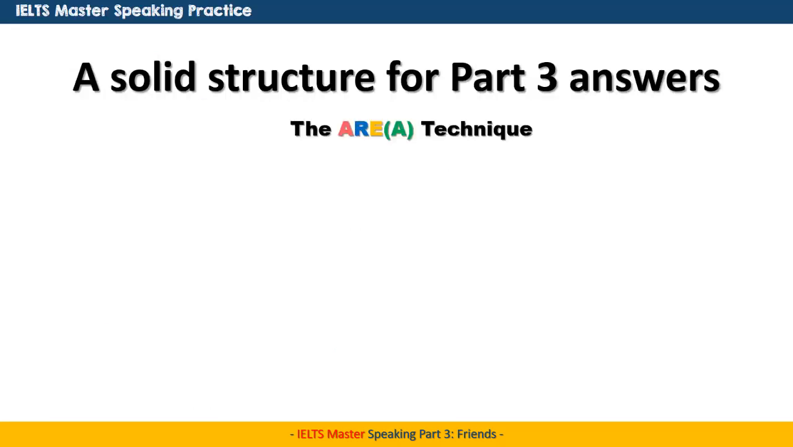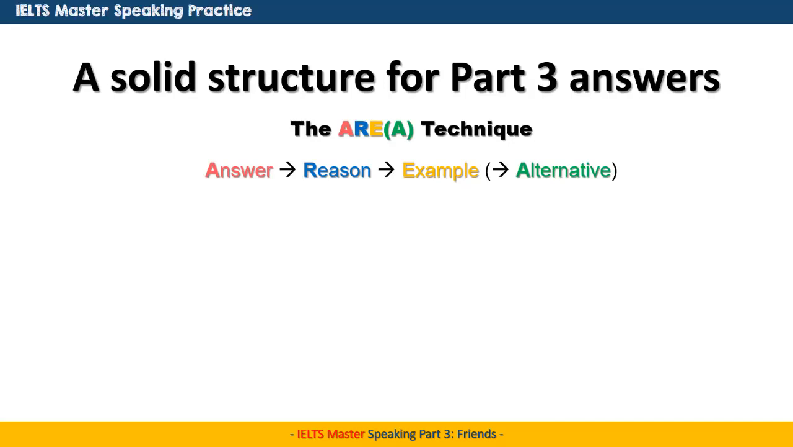So let me teach you my idea for a solid structure for part 3 answers. And I call this the AREA technique. Fancy name, right? So AREA stands for answer, reason, example, alternative. These 4 parts. And the reason we have parentheses around the last A for alternative is because it's optional. You don't need to have an alternative.